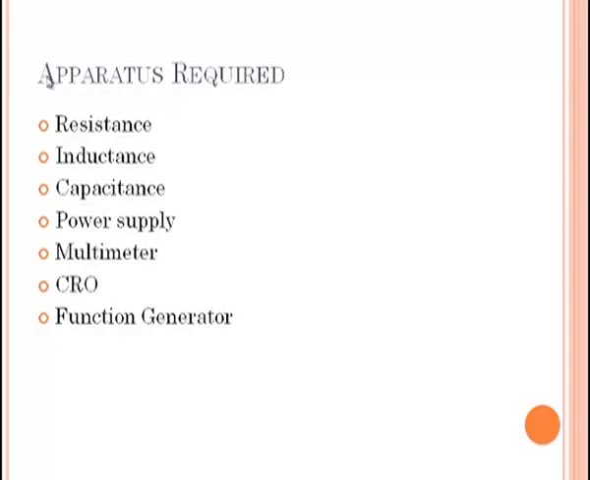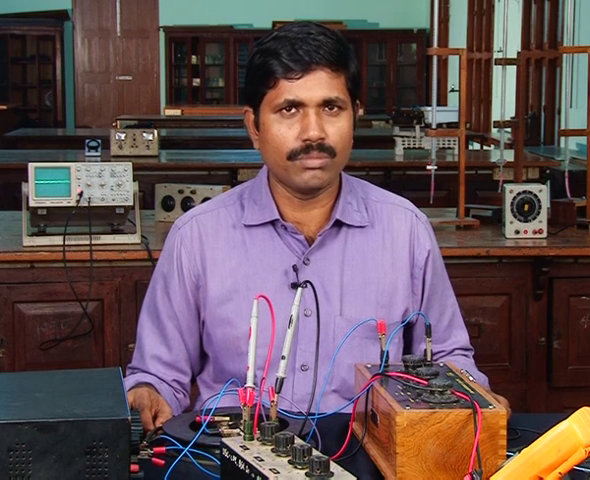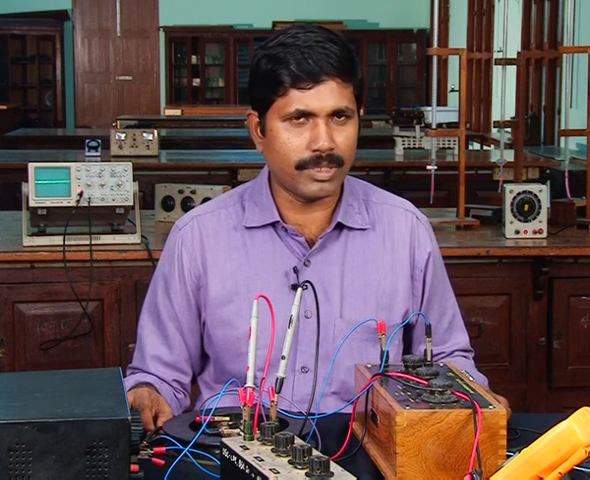Apparatus required to perform this experiment: resistance boxes, that is a variable resistance, then inductor, inductance coil, capacitance, capacitor box, then power supply, multimeter to measure the voltage across inductance, capacitance, and resistance, then function generator to give the input frequency. These are all the apparatus required to perform this experiment.